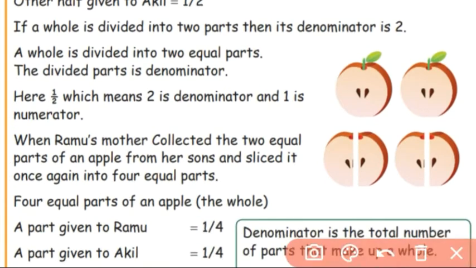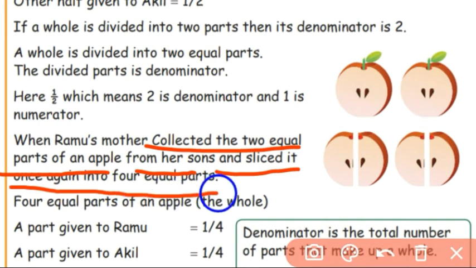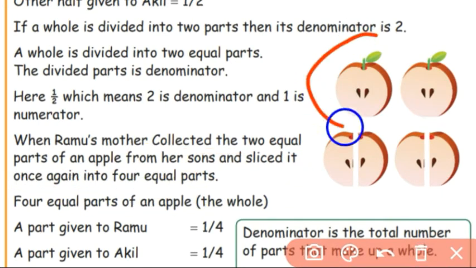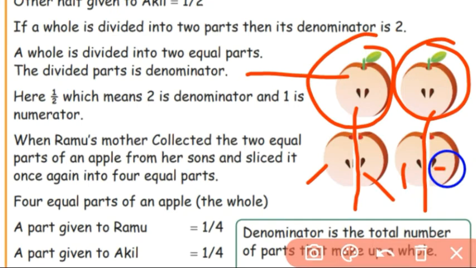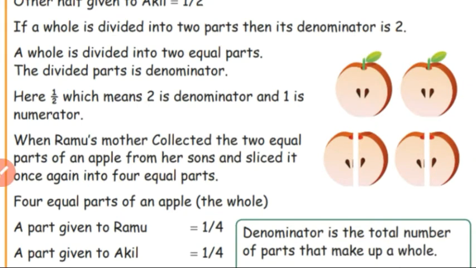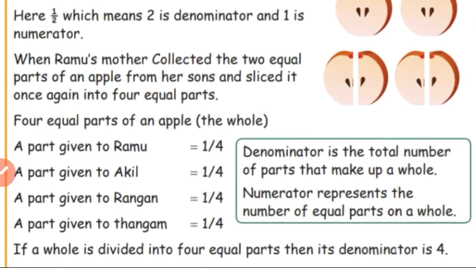See, when Ramu's mother collected the two equal parts of an apple from her sons, she sliced it once again into four equal parts. She gave it to Ramu and Agil. She totally forgot Rangan and Tangam, so again she recollected the apple. She sliced again into four parts: 1, 2, 3, 4.